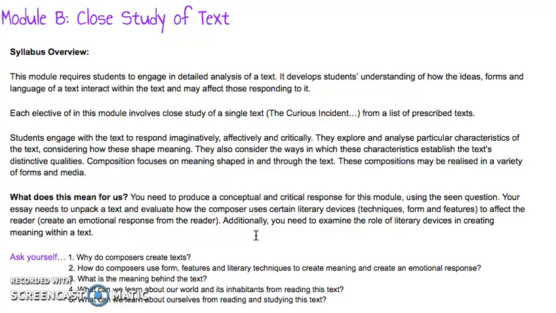So you need to ask yourself these five questions, and these five questions will then help you to train your brain to think both conceptually and critically. So the first question is why do composers create texts? They don't just write them because they're good writers. They write them for a purpose, for a really, really important meaning. Look at some of the texts, the most classic novels in the world.